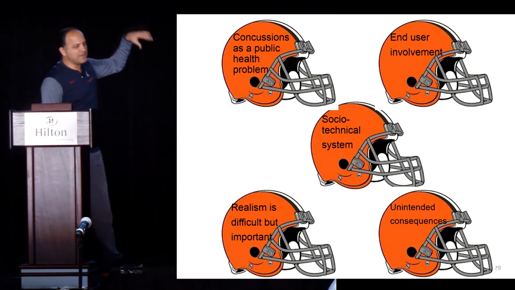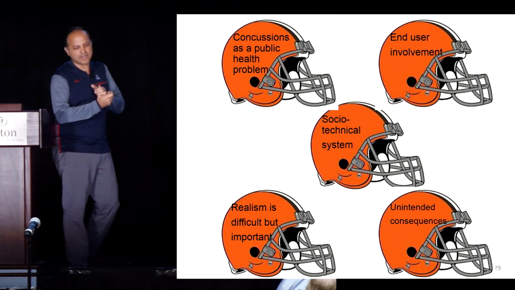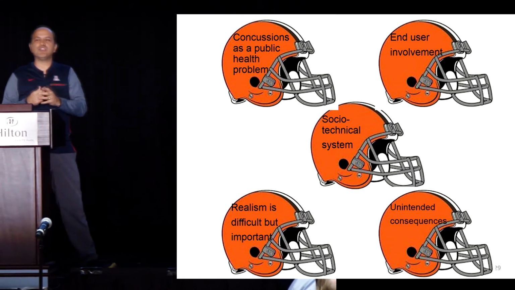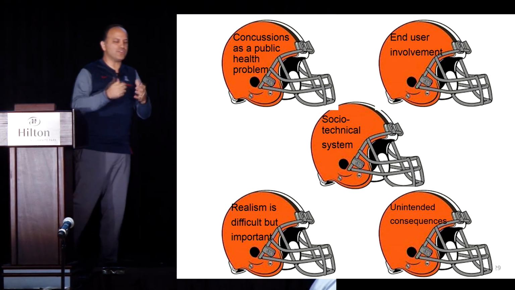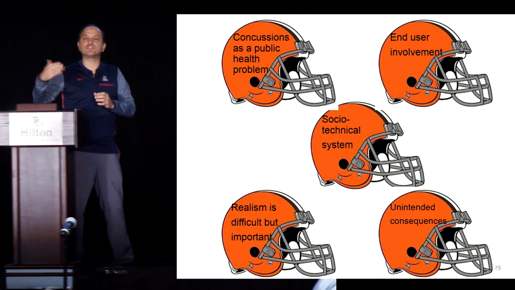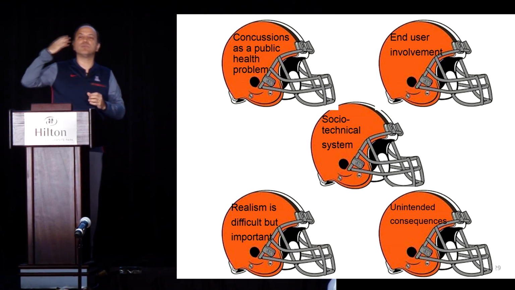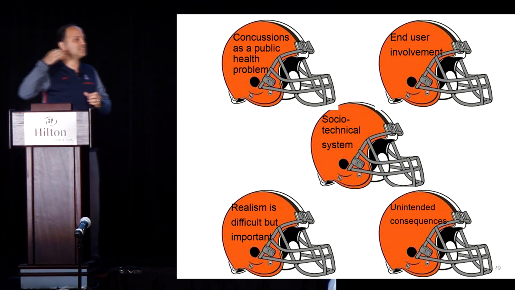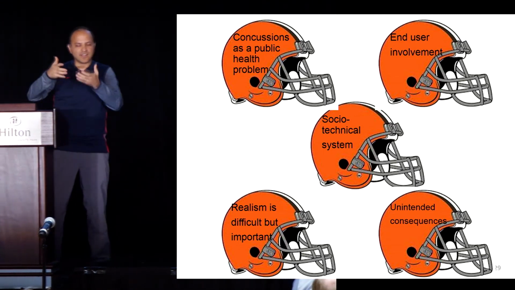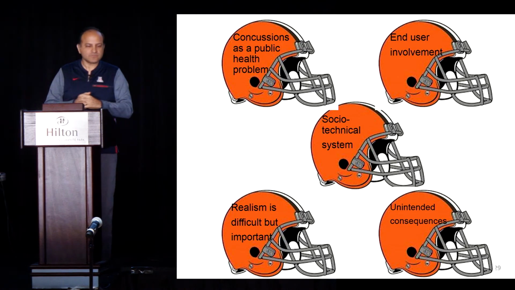Okay? So again, let me review the 5 points that I covered at the beginning. I think from the data that I showed you, hopefully you're convinced that concussions is one of the new public health problems. It's a lot harder to diagnose and treat because it's not a visible injury. It's not something that you see blood, or you don't see the swelling unless you get a brain scan.